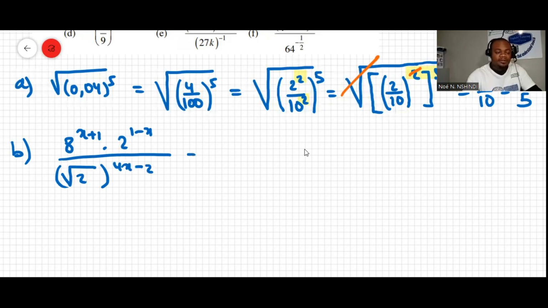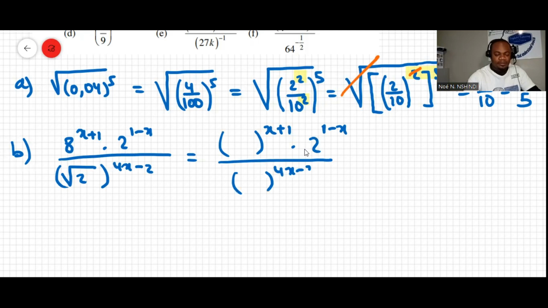Now, in this case, I will prefer to write 8 in terms of its prime factor. We have 8 to the power of x plus 1 times 2 to the power of 1 minus x, all over square root of 2 also. I'm going to write it in terms of its prime factor. So 8 in terms of prime factors is 2 to the power of 3. Square root of 2 in terms of prime factors, in exponential form, will be 2 to the power of a half.